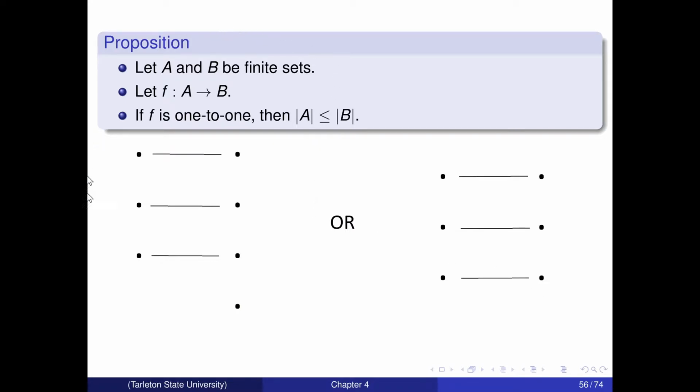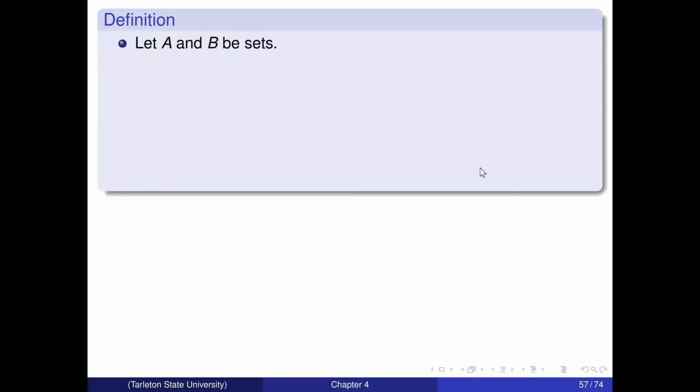Now, right now, we're only considering this for finite sets. But this slide is actually going to form our definition for the cardinality of an infinite set. So let's get started with that. So here's our definition. This says let A and B be sets. Notice it doesn't say finite sets. They could be finite or infinite.